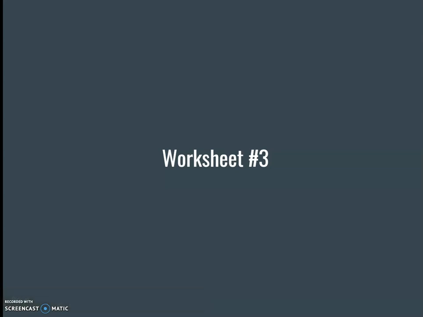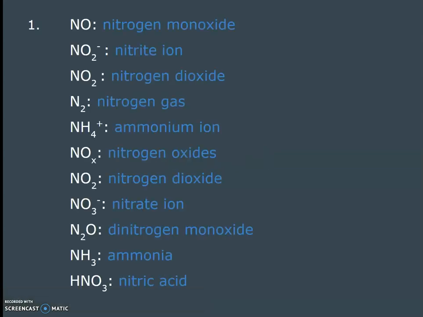So now we're going to move on to APES review worksheet number 3. The first one is just looking at a whole bunch of different nitrogen compounds, and they're listed here. I don't know how important it is to know every single one, and a couple of them are listed twice, but let's sort of look at it.